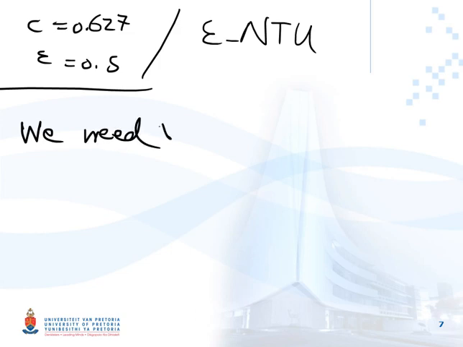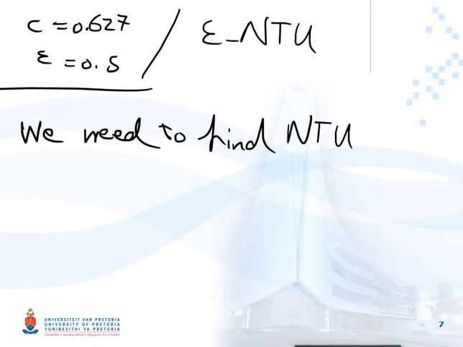Sorry, we need to find NTU. Can we find it? Yes, there are plenty of correlations in table 11.5. The only issue that we might face is which correlation I need to pick. So what do you think? Could you please go to table 11.5 of your textbook and let me know which correlation you think is the best to pick?